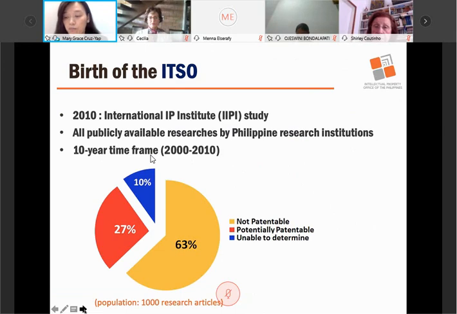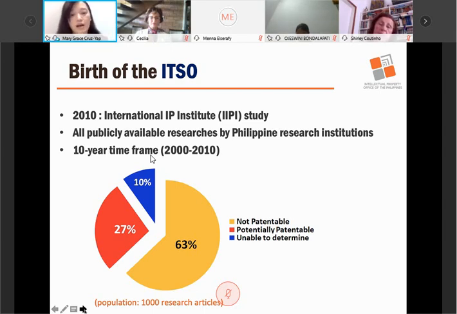So how was the ITSO born in the Philippines? Back in 2010, the International IP Institute, IIPI, conducted a study of all publicly available researches by Philippine research institutions, covering the 10-year time frame between 2000 and 2010. Out of a population of 1,000 research articles, it resulted in 63% of outcomes that are not patentable, 27% of which are potentially patentable.